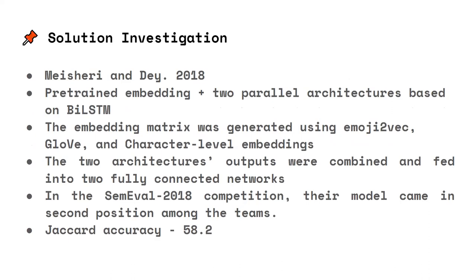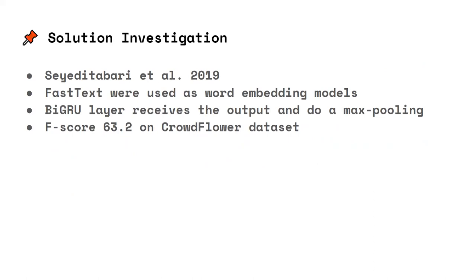The next one is the solution by Ma, Sherry and Day in 2018, and they used pre-trained embedding with two parallel architectures based on BLSTM. They used GloVe and other embeddings, and the accuracy was almost 60 points, and in the SemEval competition, they came in second position with their model. The third one was in 2019, and it was based on BGRU with embedding, based on FastText pre-trained embedding, and the F-score was 63 points on the CrowdFlower dataset.